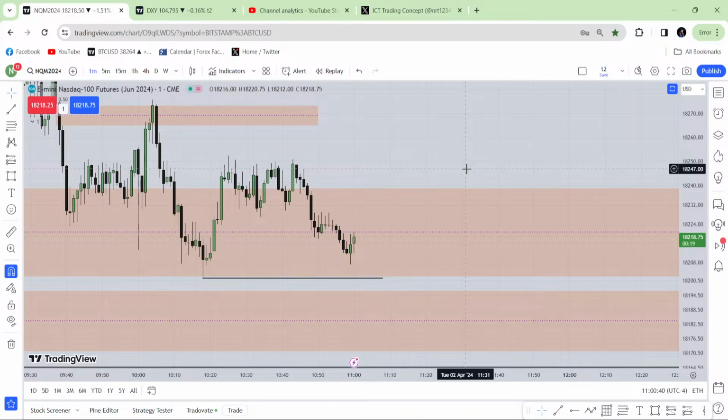You don't use any indicator. Why? Because I'm not a retail trader. That's why I don't use any indicator. I don't need any indicator. This clean price chart is enough for me.